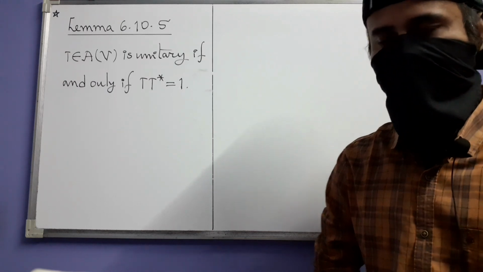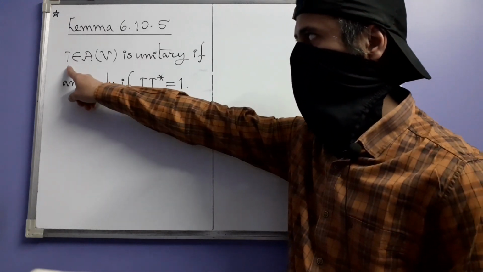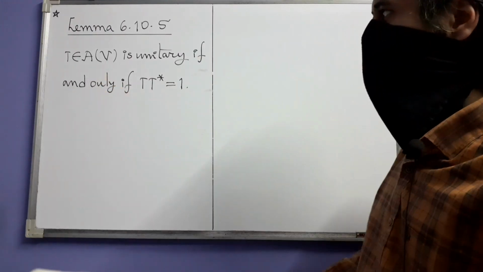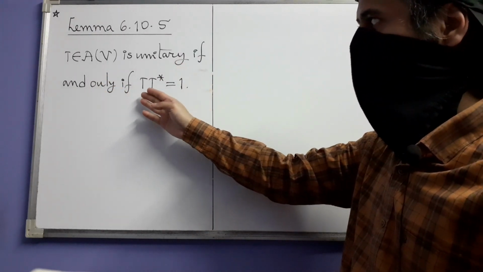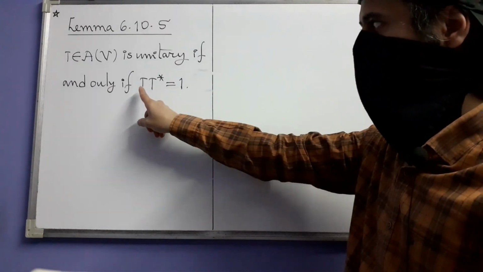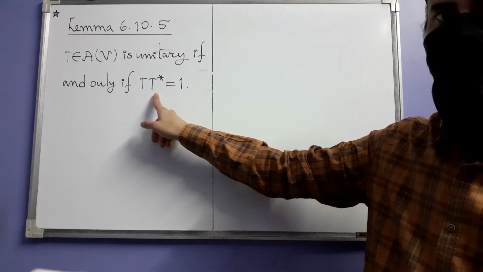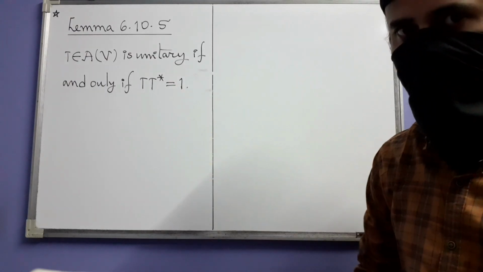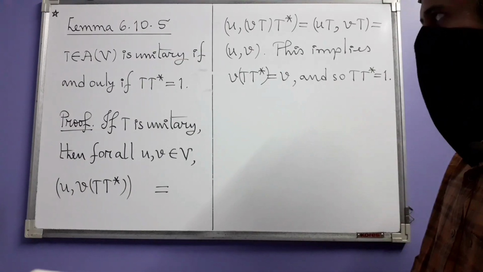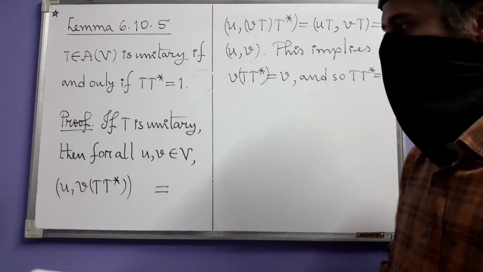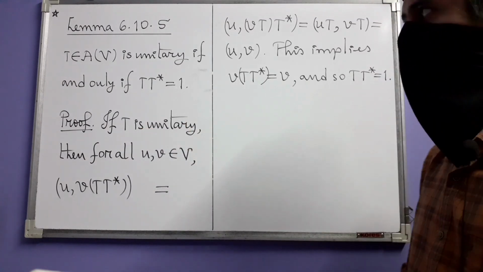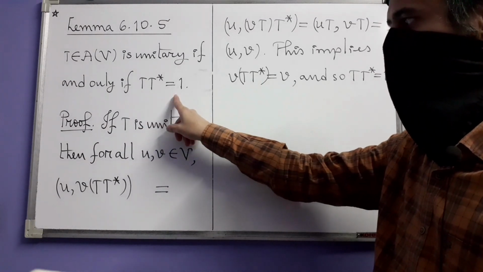Lemma 6.10.5 next, where as usual T is a linear operator on a finite dimensional inner product space V. We have to prove that T is unitary if and only if T T star equals 1. That means the product of T and its Hermitian adjoint equals the identity operator. So the proof of course is going to have two halves because it's an if and only if statement. Say in this half we assume that T is unitary and then we need to prove that this happens.